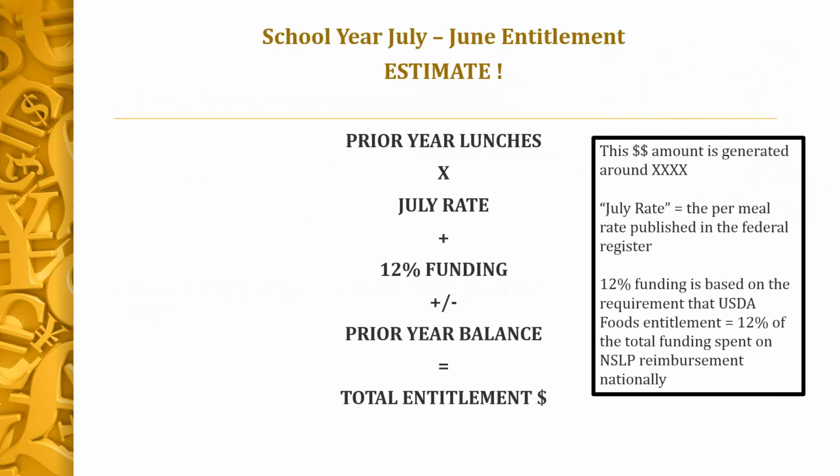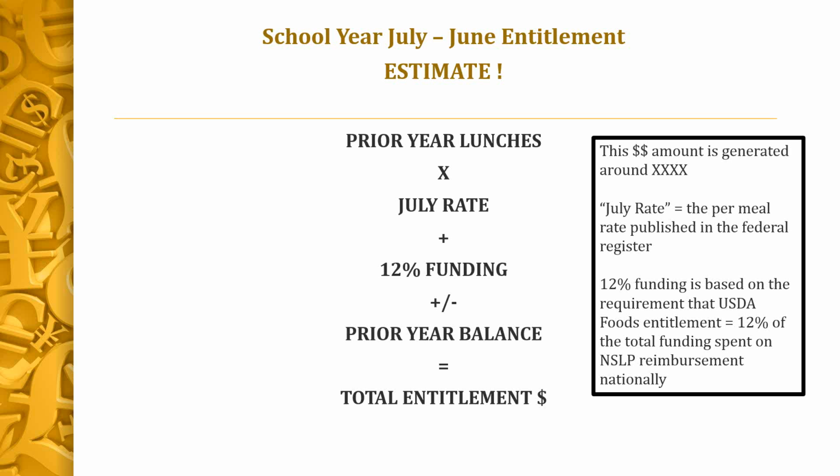I want to talk a little bit about the calculation that's utilized for the entitlement estimate, and we really want to emphasize that it is an estimate. It's not a number that's set in stone. There are a couple of factors. So the first is really your prior year lunches. So that's your total count of lunches served in the prior year. Breakfast isn't factored into the calculation, it's just lunch. They multiply that by what they call the July rate. And the July rate is the per meal entitlement rate that's published in the Federal Register. So we'll be sending that information out in July through numbered memo. They also apply what they call a 12% funding.